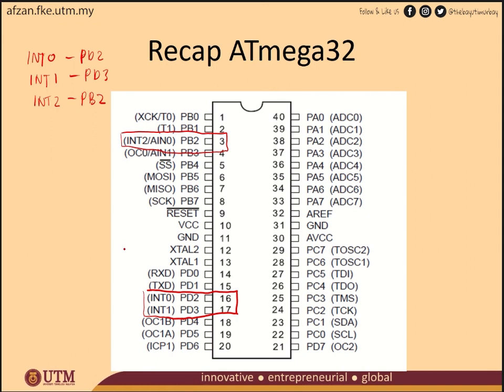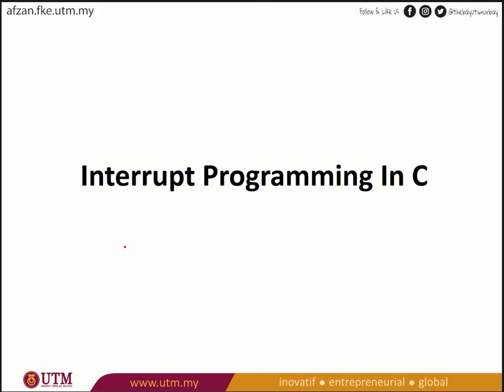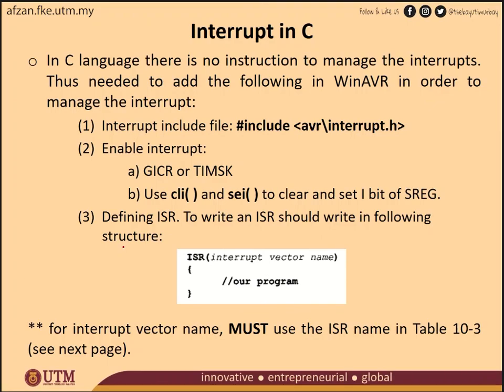Okay, so now we're going to learn how to program the interrupt in C programming. In the C language, there is no instruction to manage interrupts. You need to add the following in WinAVR in order to manage the interrupt. First thing first, you need to include this avr/interrupt.h file. This is the first thing that you are going to use in order to do an interrupt.